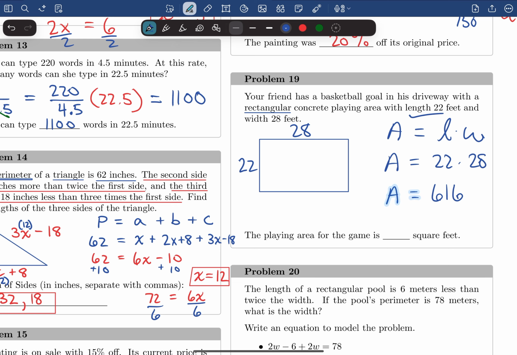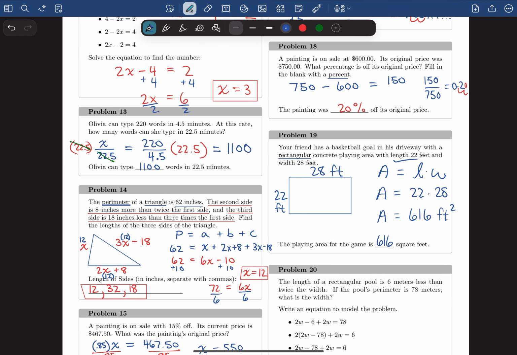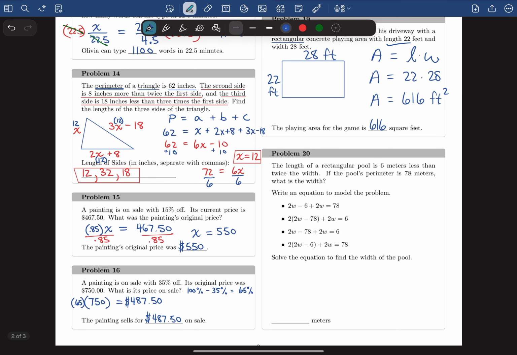Okay, now the length is a dimension of feet, and the width is a dimension of feet. And if we multiply feet times feet, that gives us feet squared, right? Feet times feet is feet squared. So when you input this for your answer, you input 616, and you notice it says square feet at the end because we multiplied feet times feet.